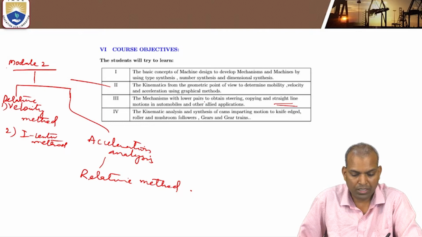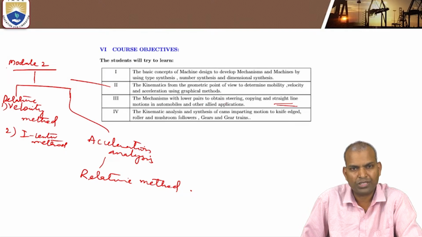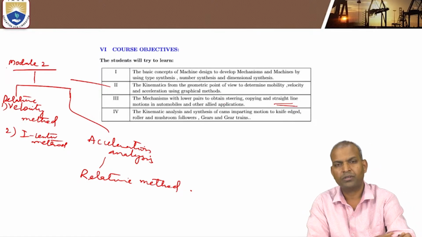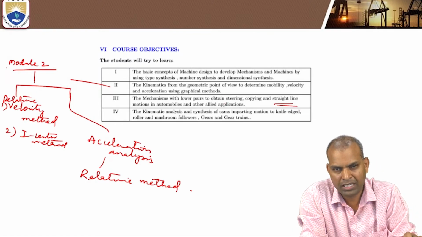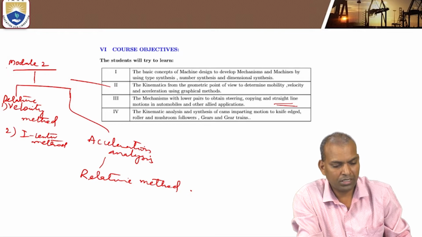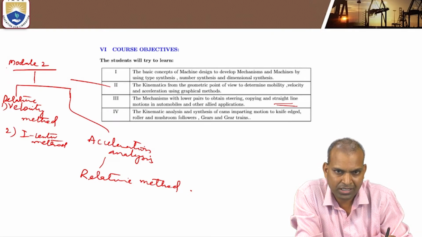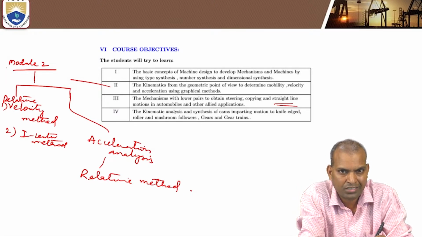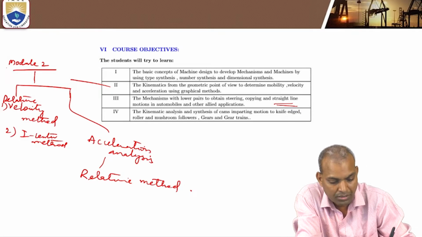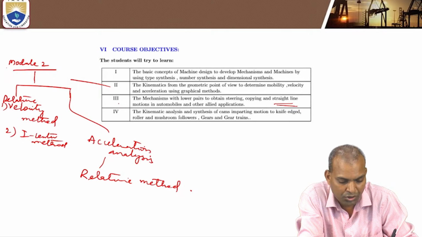Now coming to steering, which is related to steering gear mechanisms. There are two types of steering gear mechanisms. One is the Davis steering gear, another one is the Ackerman steering gear mechanism. These Ackerman and Davis steering gear mechanisms are designed based on the condition for correct steering. The third module is related to three topics.